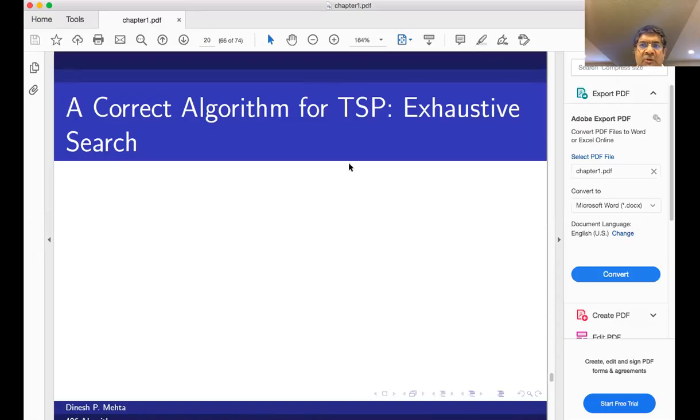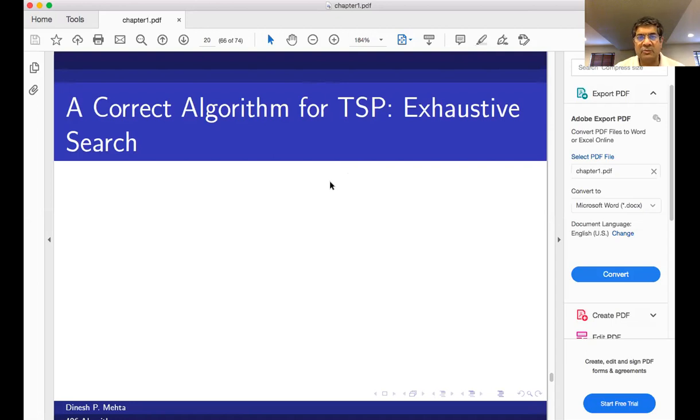In the previous video, we saw an algorithm for TSP that's not guaranteed to give you an optimal solution, right? The nearest neighbor algorithm. We know this because we found a counterexample. Okay, so how about a correct algorithm for TSP?